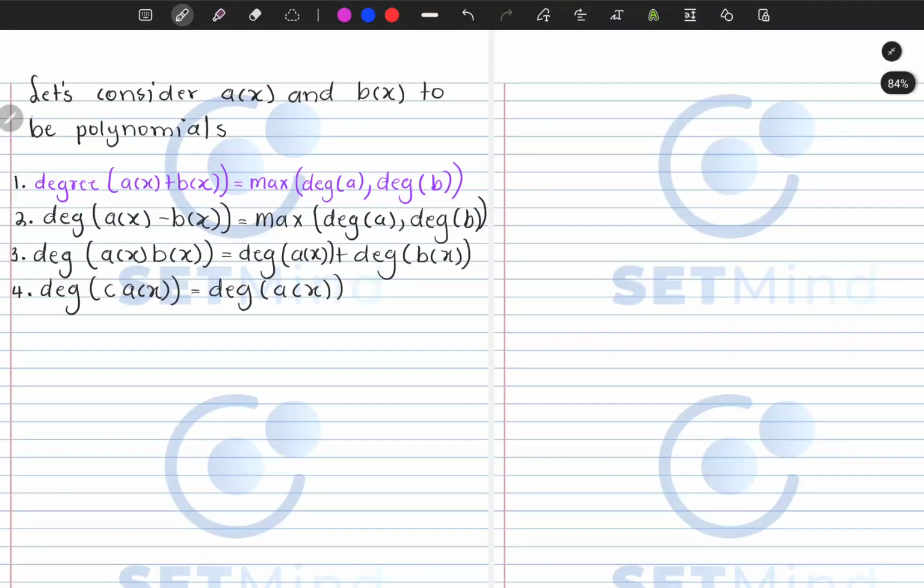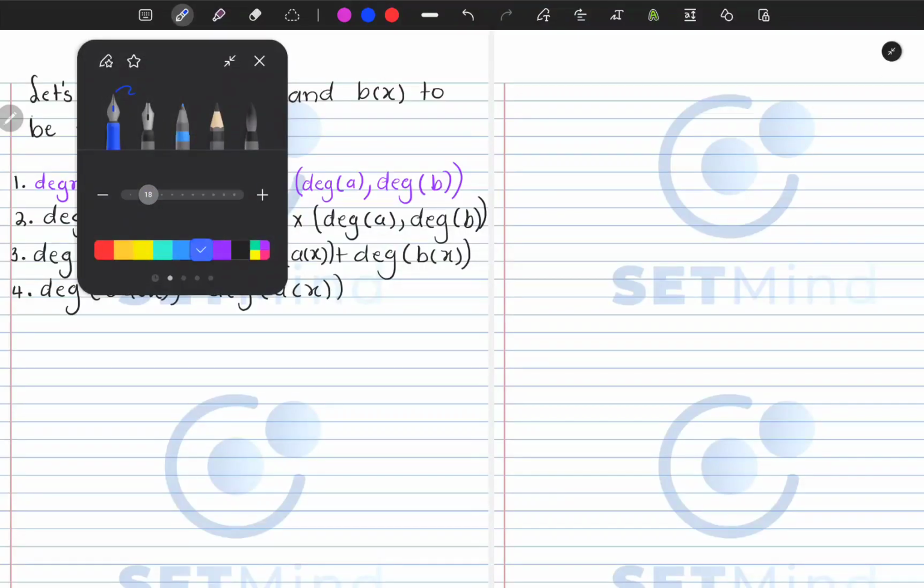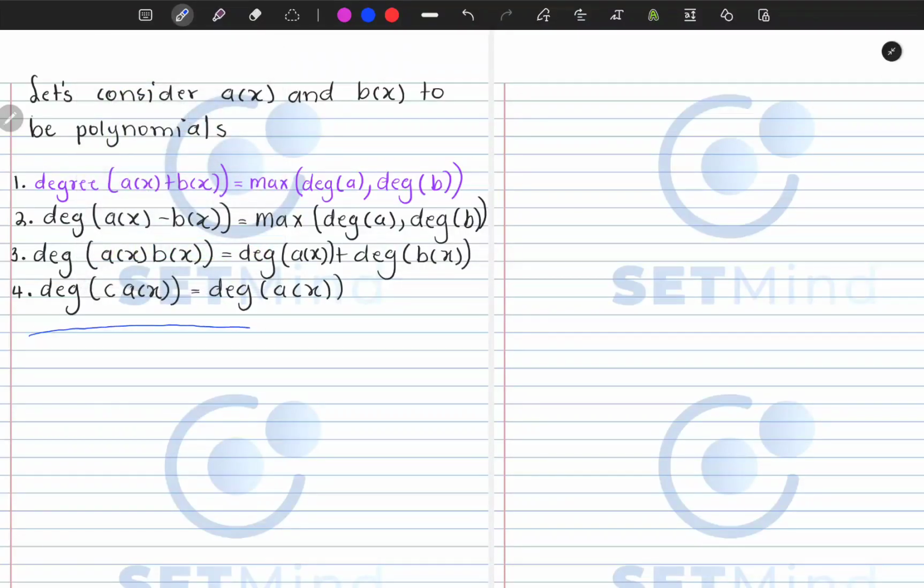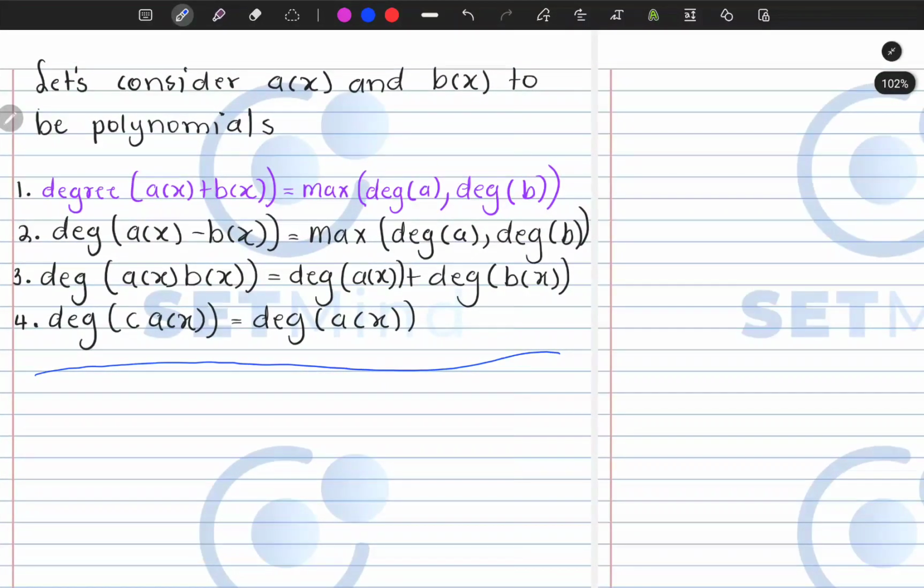Now with this covered, let us have a look at some examples which are going to help us understand and quickly apply these laws which are above here. So let's name these laws degree laws. Let's quickly have a look at an example. I'll just call it example 1.